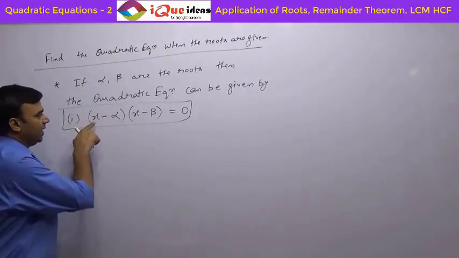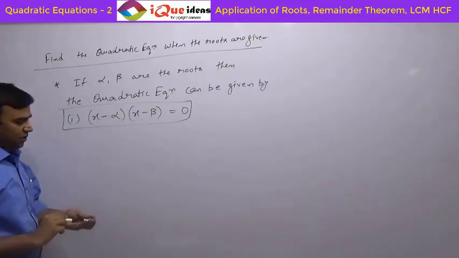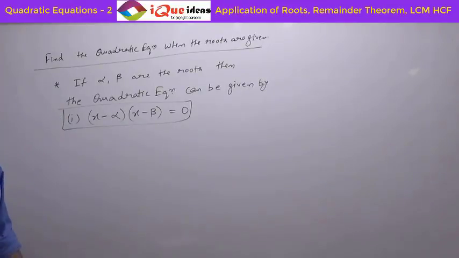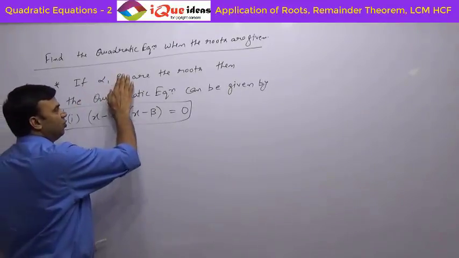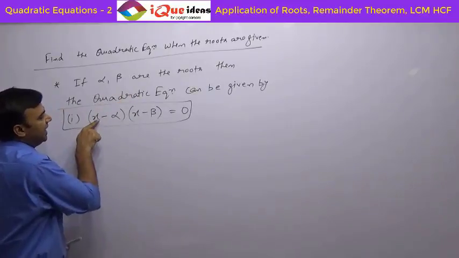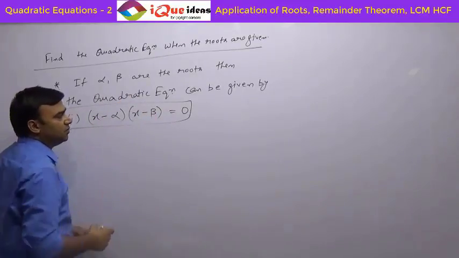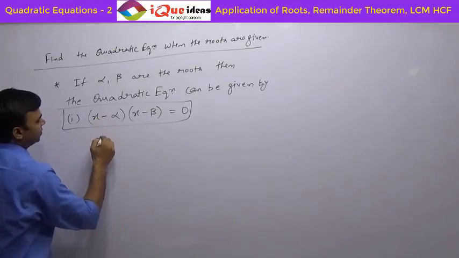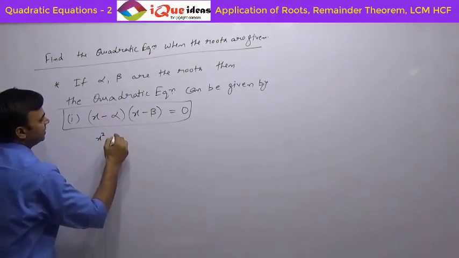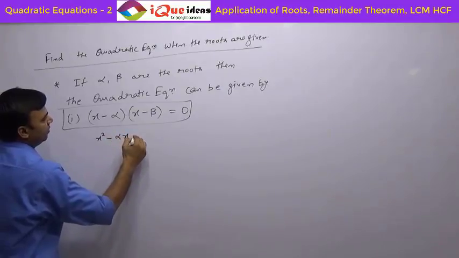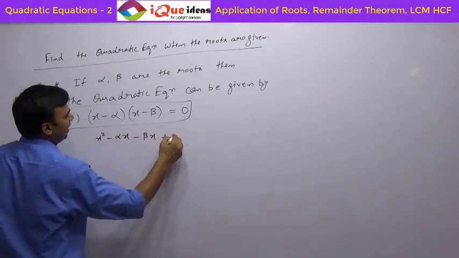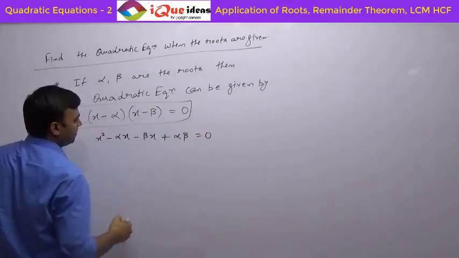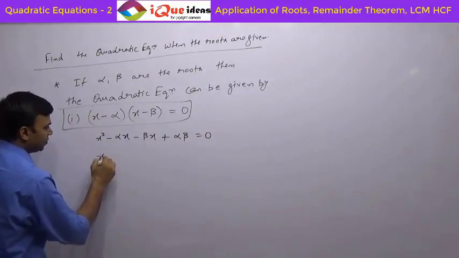So the first formula is very clear: (x minus alpha) into (x minus beta) equal to 0. Try and memorize this directly. If alpha, beta are the roots, then the quadratic equation is given as (x minus alpha) into (x minus beta) equal to 0. Now let's open this. If you open it, it will be x square minus alpha x minus beta x plus alpha beta equal to 0.